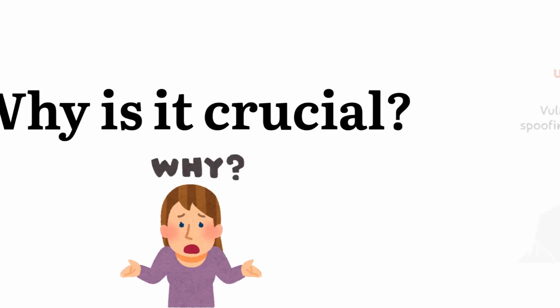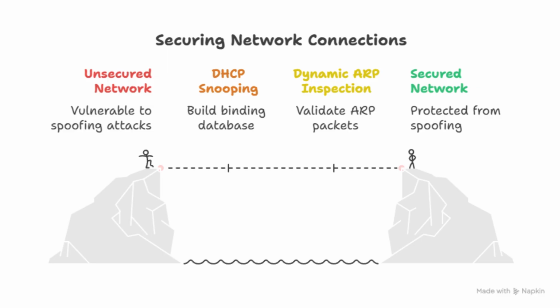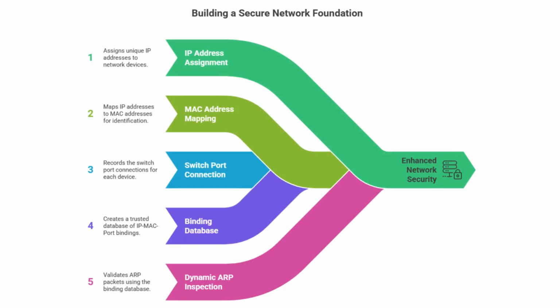Why is it crucial? As a device gets an IP address, DHCP snooping builds a binding database, a trusted list that maps the client's IP address to its MAC address and the switch port it's connected to. This is the official record of who has what address. This trusted database is a prerequisite for more advanced security protocols like Dynamic ARP Inspection, DAI, which uses this map to validate every ARP packet, preventing common network spoofing attacks.